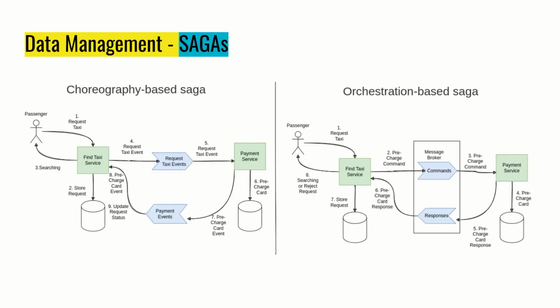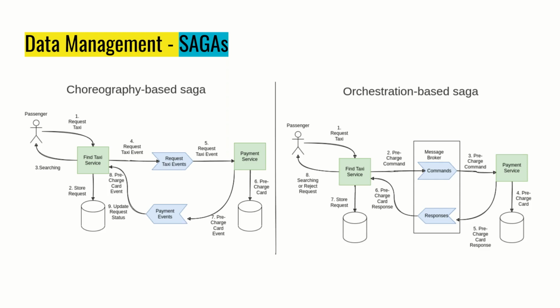But this comes with a cost, right? As we know with transactions, we might have cases where a transactional flow must spread between two or more services. In the example, a passenger calls a taxi through a service called Find Taxi Service, then a payment service should pre-charge the credit card, and when it's pre-charged, the status of the request should be updated.